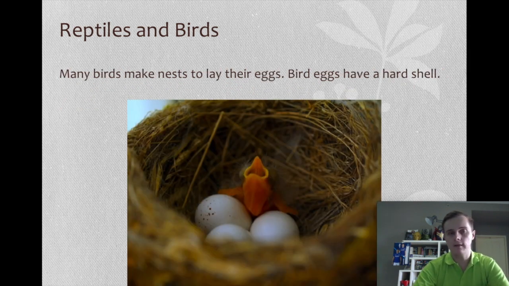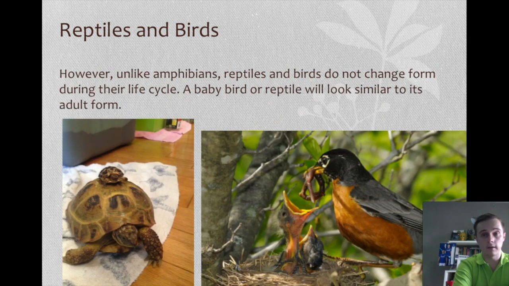Now, birds make nests for their eggs, and bird eggs have a hard shell. So reptiles and birds, the first stage is very similar. They both start as eggs, but they have different textures. Now, unlike amphibians, reptiles and birds do not change form during their life cycle. A baby bird or a baby reptile looks similar to its adult form.